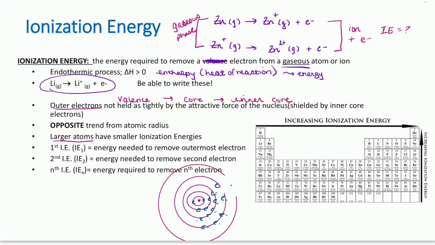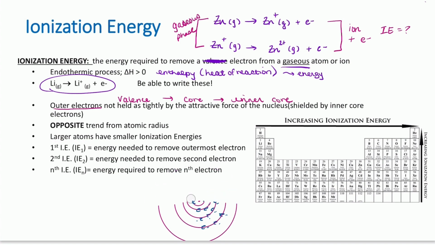This electron is very, very shielded from the nucleus, which means it's feeling the pull of the nucleus the easiest, which means it's the easiest to remove that electron. The easier to remove, the smaller the ionization energy.